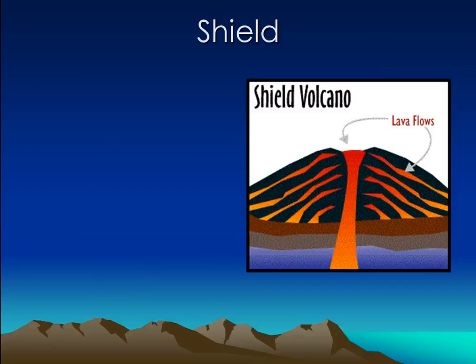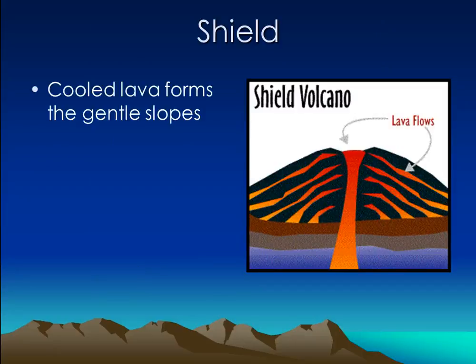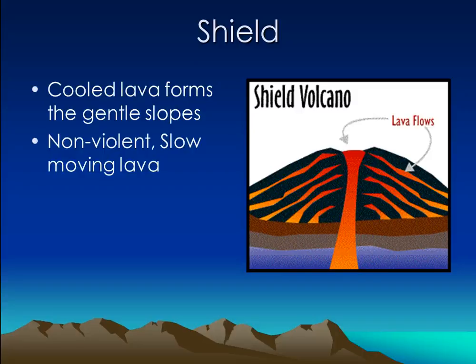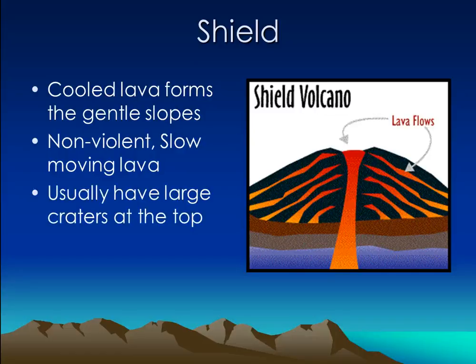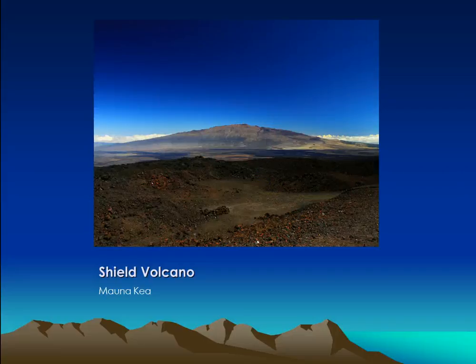Then we have a shield volcano. A shield volcano cools very slowly because it has gentle slopes. It's non-violent, meaning that the lava is very slow moving, which is good. It'll give a lot of people time to evacuate if they need to, if the magma is slow moving. It usually has a large crater at the top, and it looks like a shield, which is where it gets its name. Here you see an example of a shield volcano. Notice the very gentle slopes. They're not very steep. That lava will come down very, very slowly out of that volcano.